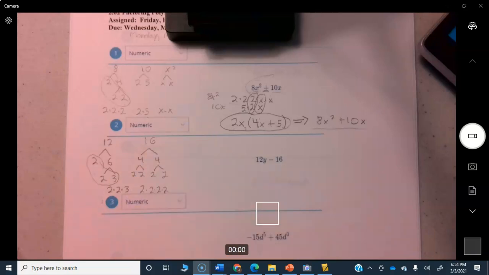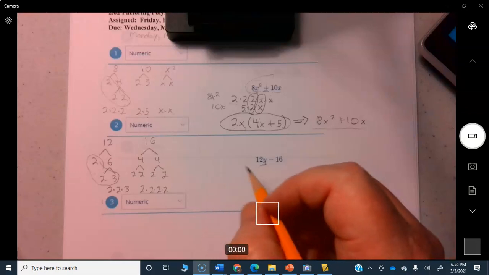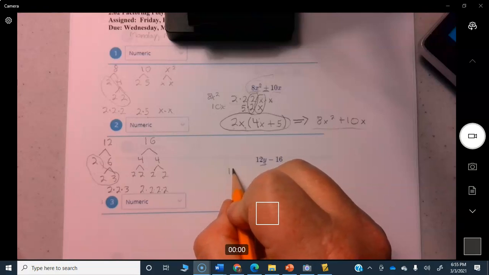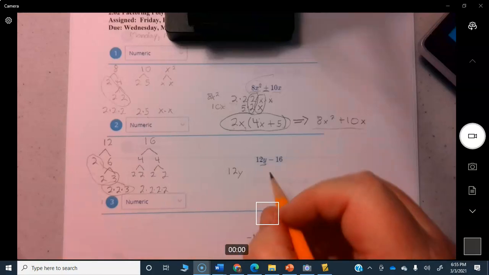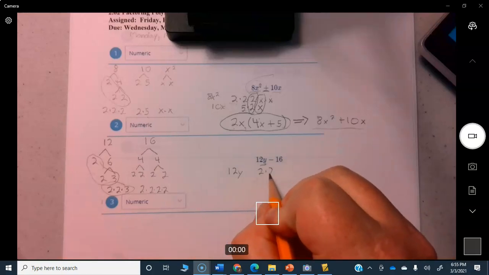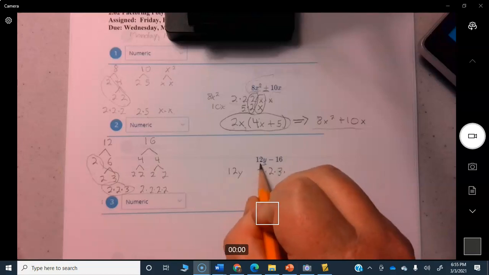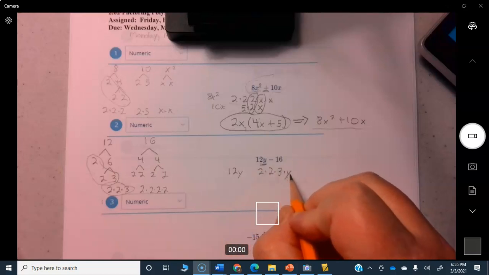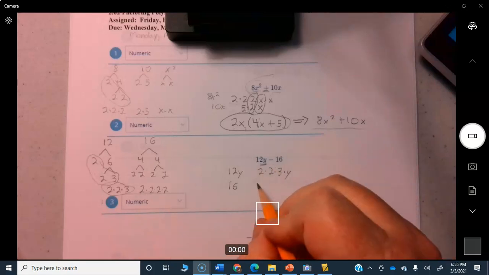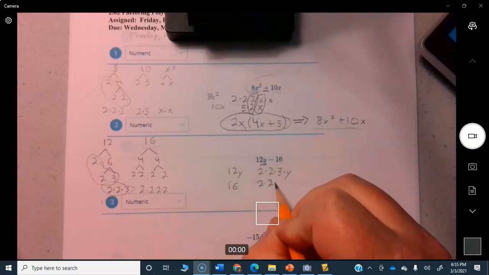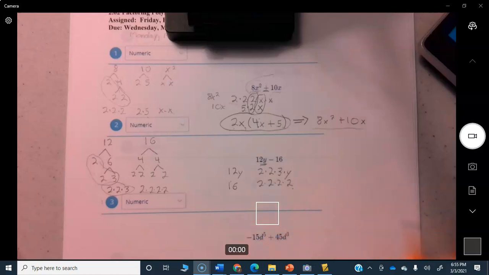That equals 16. And then all you have here is this y, so there's nothing really to do with the y's. Okay, so let's come up here and let's write the 12y term. And that equals this. This is 12. So that's going to be 2 times 2 times 3 times that y right there. And the 16 term, by the way, we'll ignore the negative sign for now. Just deal with the numbers. And 16 we just said is 2 times 2 times 2 times 2.